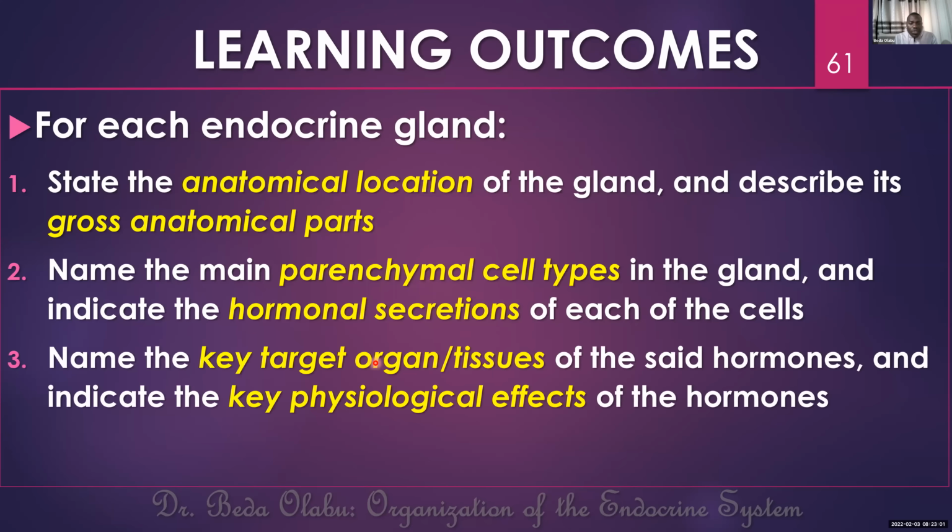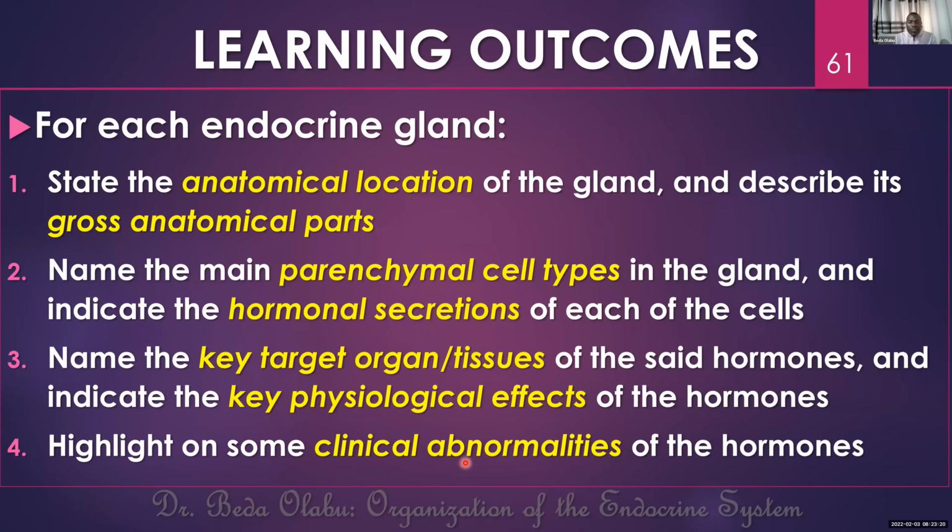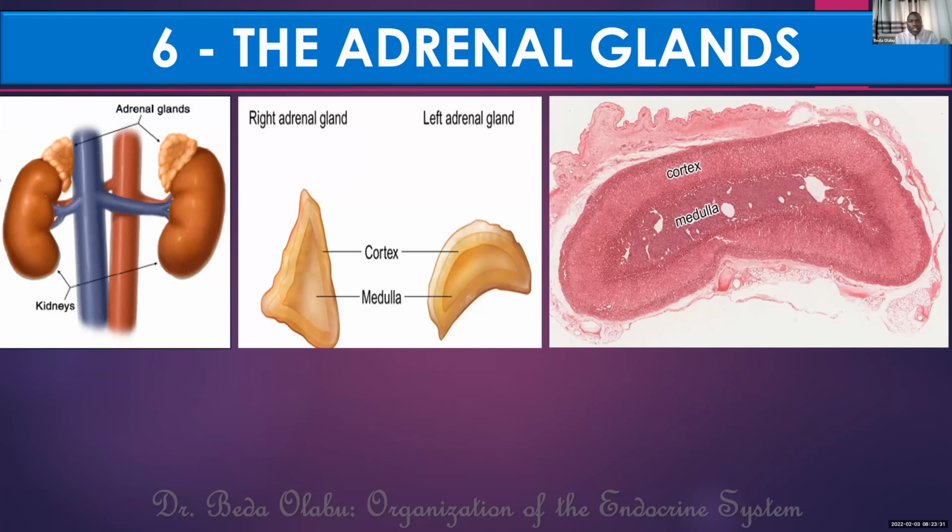And for each of the hormones, then we will talk about the target organ or tissue. Where does that hormone act? And we'll also state the physiological effect that hormone has on its target organ. And lastly, if there's some clinical aspects to highlight, we will do so as well. So that's the objective for the lecture. Now let's start with the adrenal gland on that note.